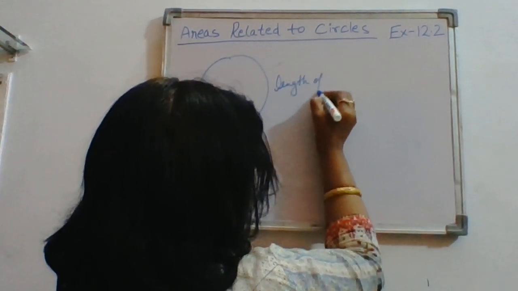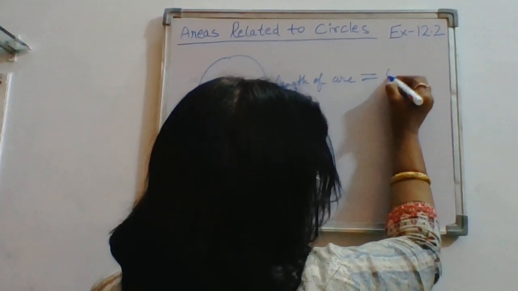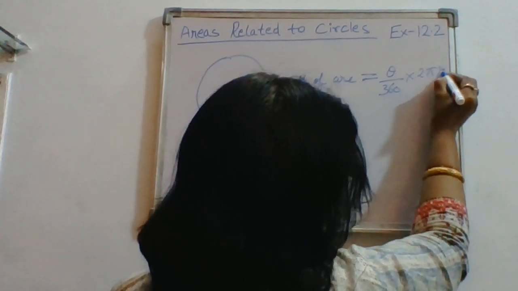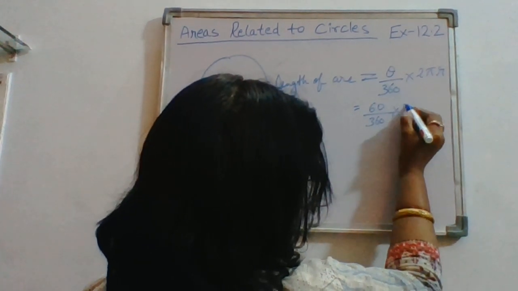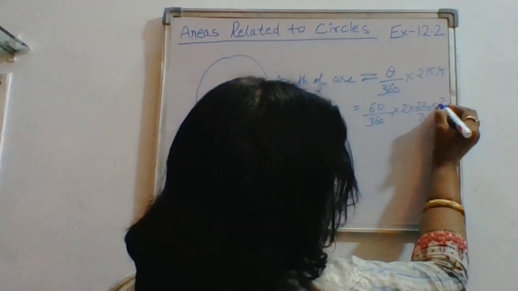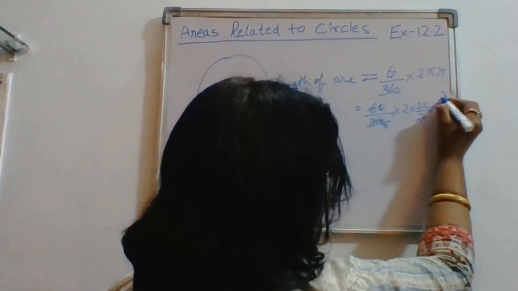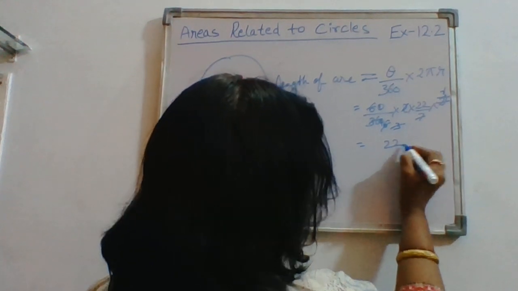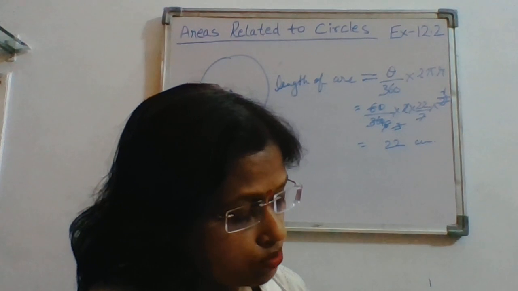So length of arc is theta upon 360 into 2 pi r. Theta is 60 upon 360 into 2 into 22 by 7 into radius, which is 21. 3 sixes are 18, 3 sevens are 21. So that is your 22 centimeter. Length of the arc is 22 centimeter.